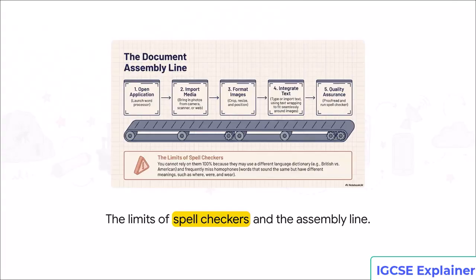But hey, here's the catch with that digital quality assurance. You absolutely cannot rely on spell checkers 100%. They're just machines following rules. For starters, they might be using a totally different regional dictionary, like British versus American English. But more importantly, they constantly miss homophones. You know, those tricky words that sound exactly the same but mean completely different things, like where, were, and where. If you spell the word correctly, the computer thinks you're good to go, even if the context makes zero sense.